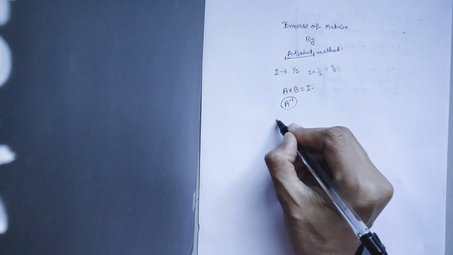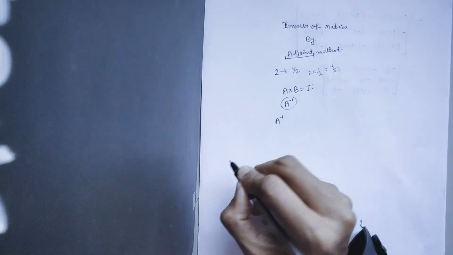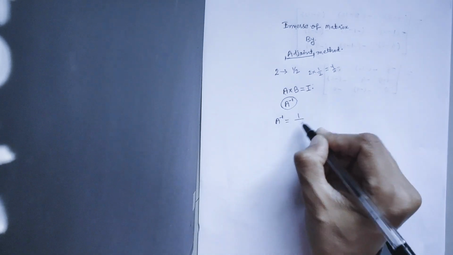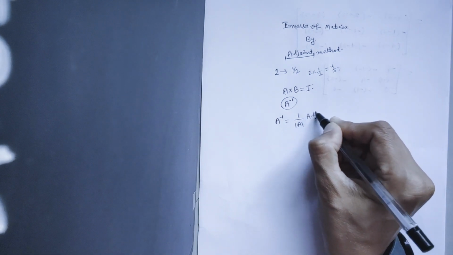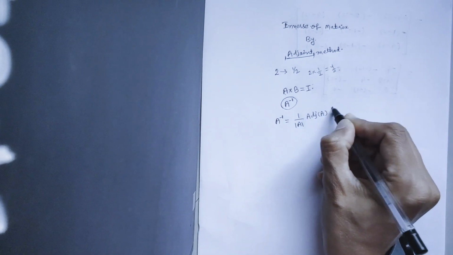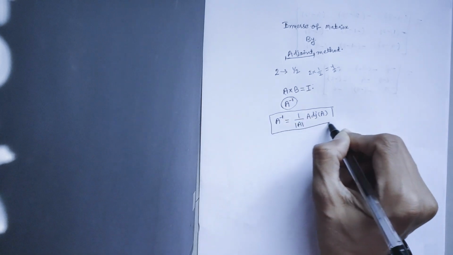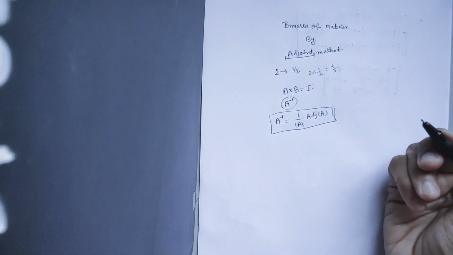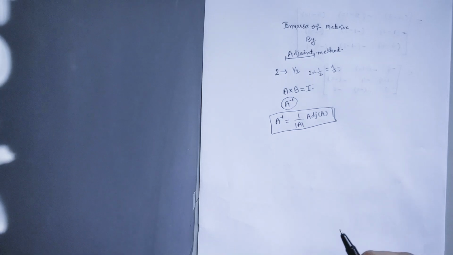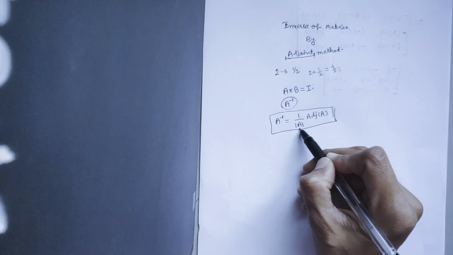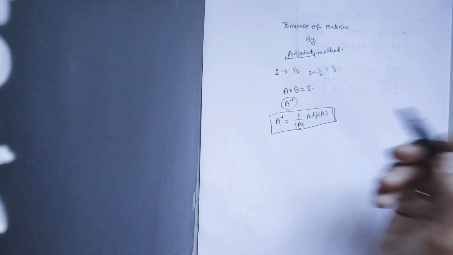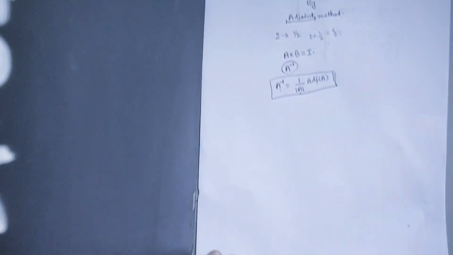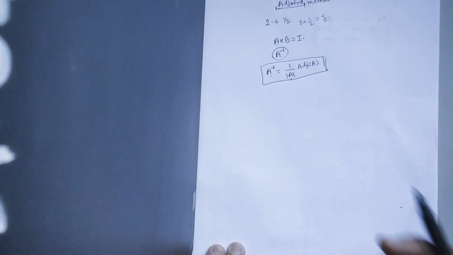Now A inverse by adjoint method is given by A inverse is equal to 1 upon determinant of A multiplied by adjoint of A. So this is the formula that I want you to remember. So inverse is very simple. You just need to find adjoint of a matrix A and divide that by determinant of matrix A, and that product will give you A inverse. Let's have some examples so you will understand it.